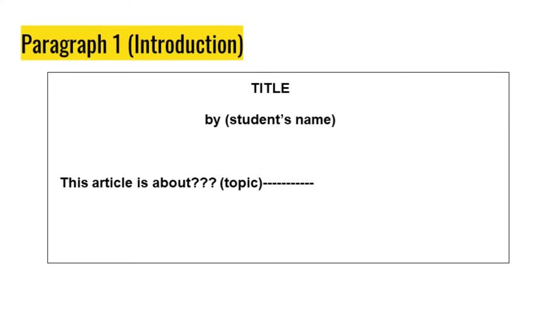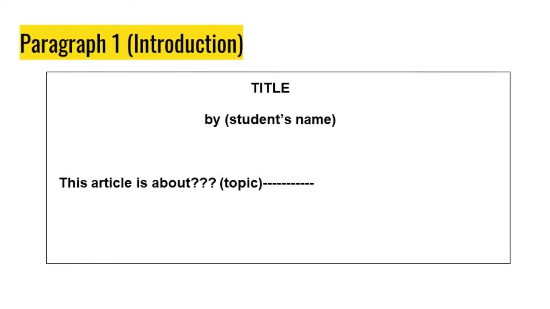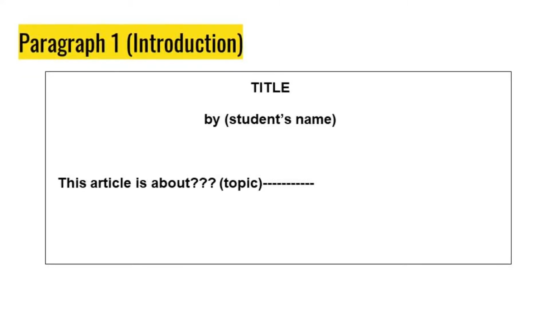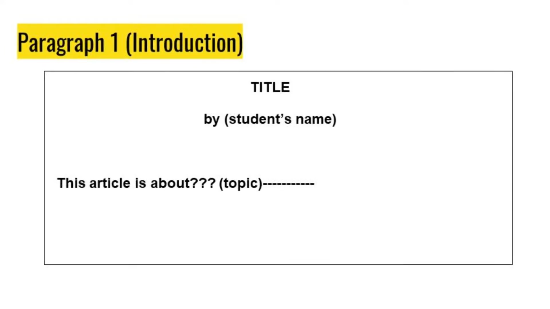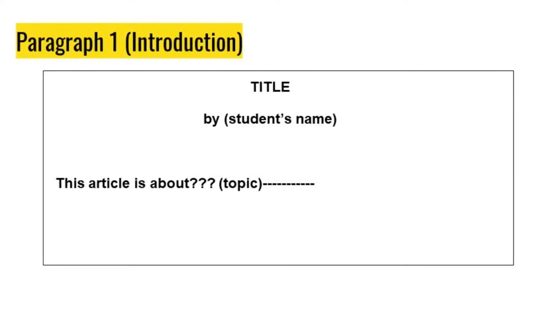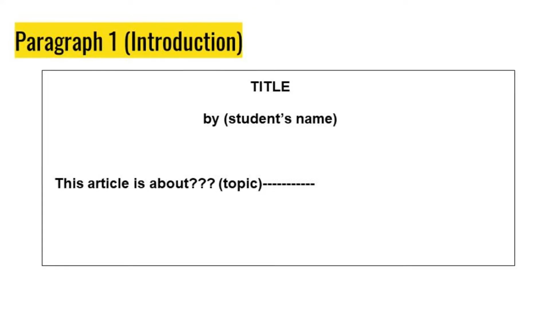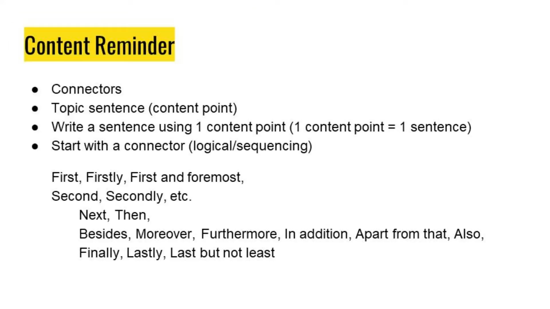First, the title. The title should be about the topic of the question. Second, write your name as the writer of the article. Then, for the first paragraph you can start the introduction with sentences like, this article is about. For the content paragraphs, you have to use logical or sequencing connectors like first, firstly, then, in addition, furthermore, moreover, subsequently, lastly and other connectors.